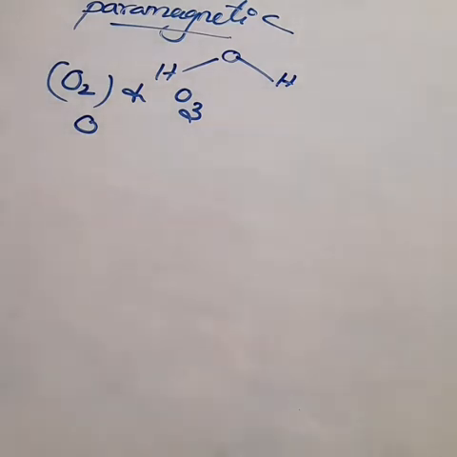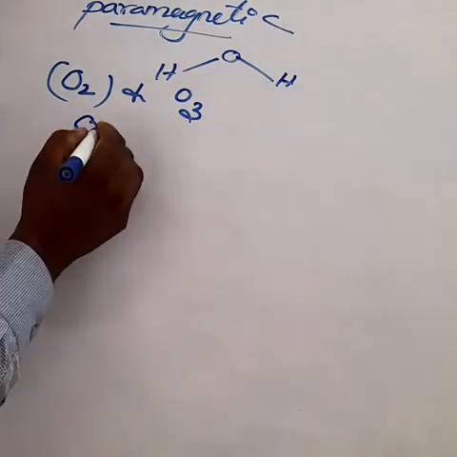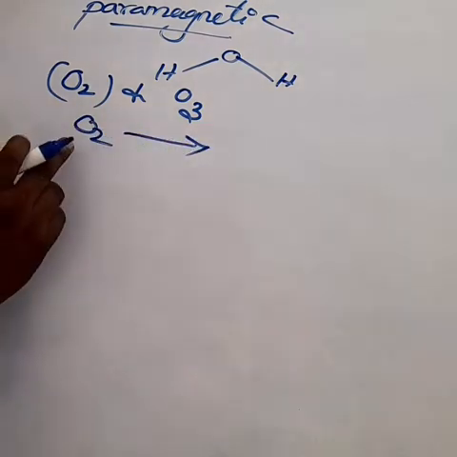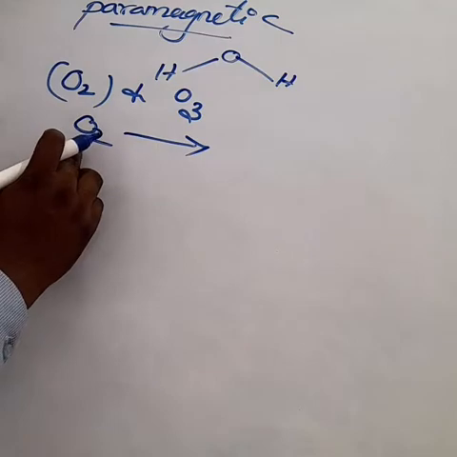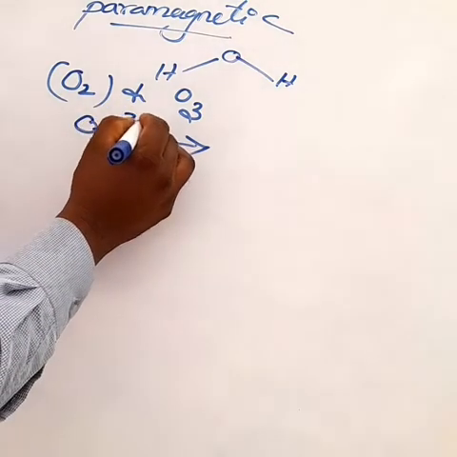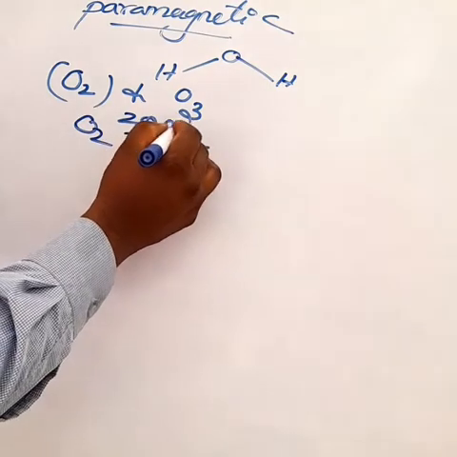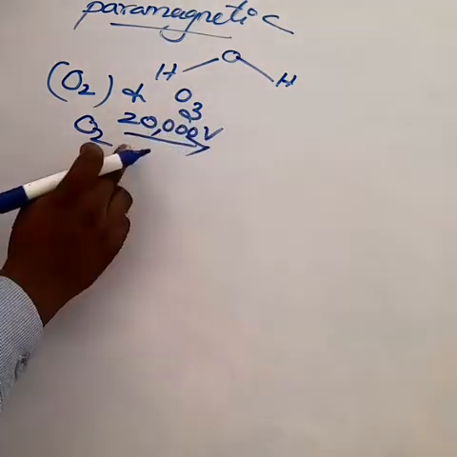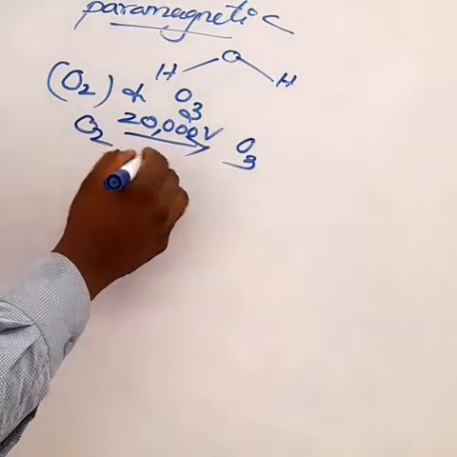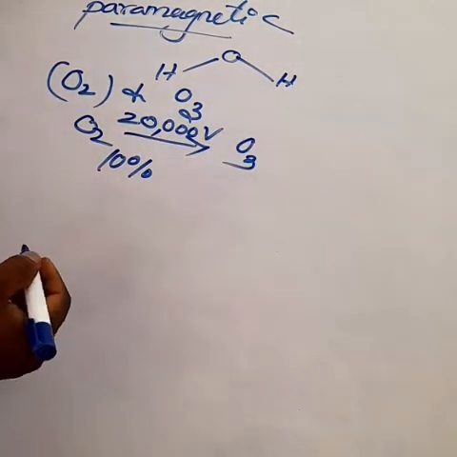Then how can you prepare ozone in the laboratory? By passing an electric discharge through oxygen, we give a potential of about 20,000 volts. About 10% of oxygen is converted into ozone. The resulting mixture is known as ozonized oxygen.